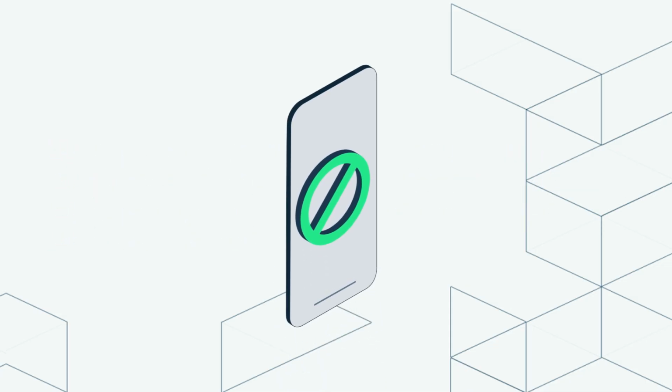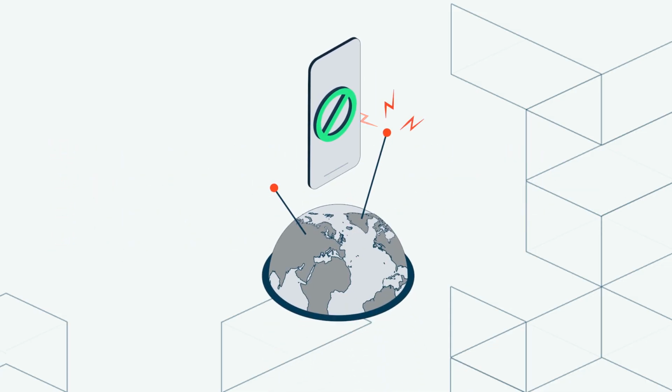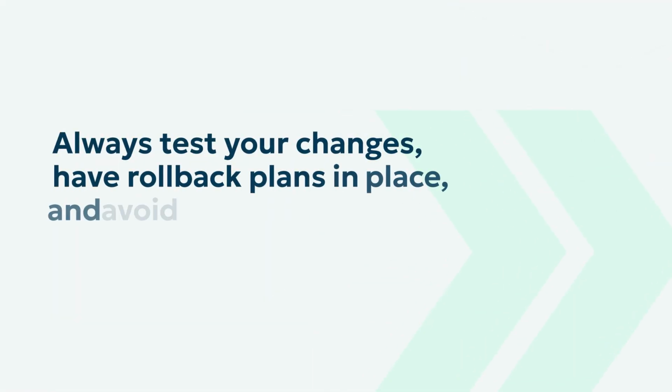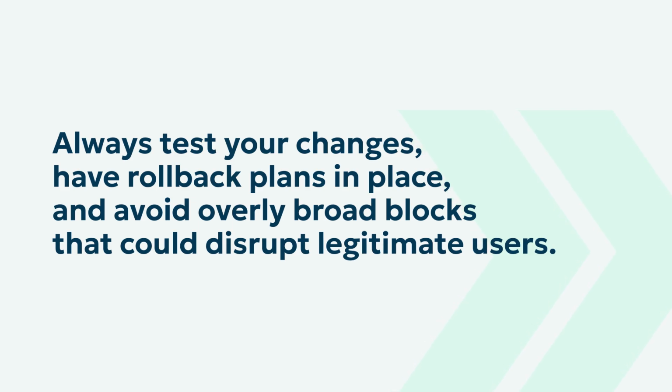In the end, knowing how to enable or disable mobile devices in Windows involves striking a balance between security and usability. Always test your changes, have rollback plans in place, and avoid overly broad blocks that could disrupt legitimate users.